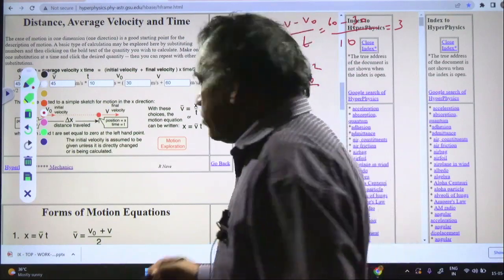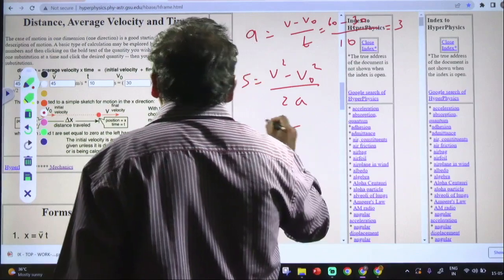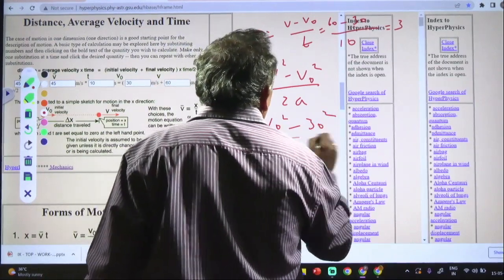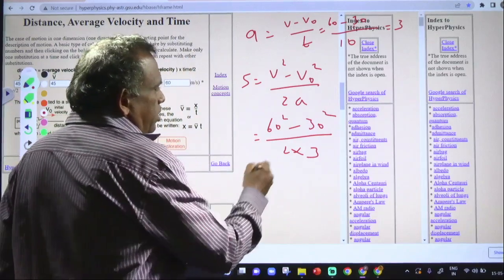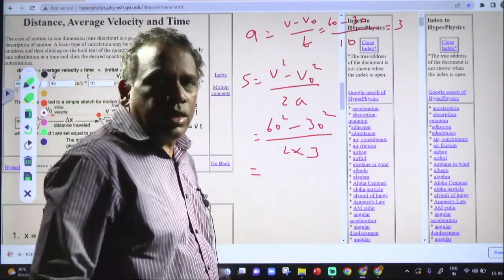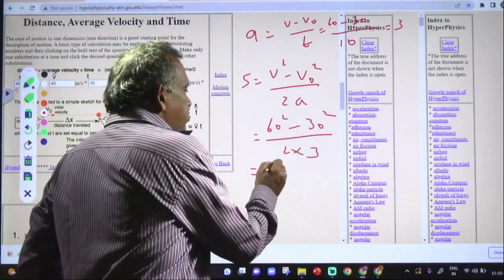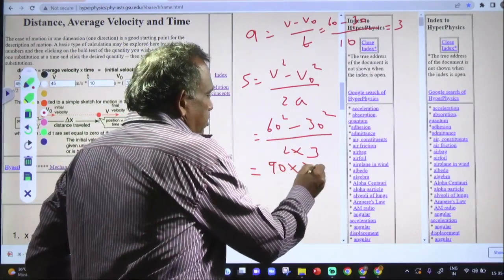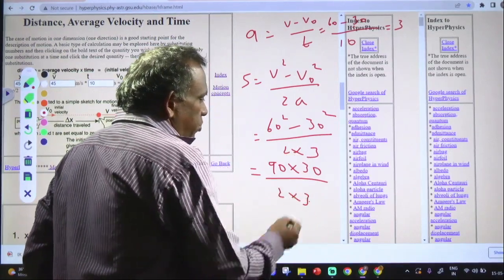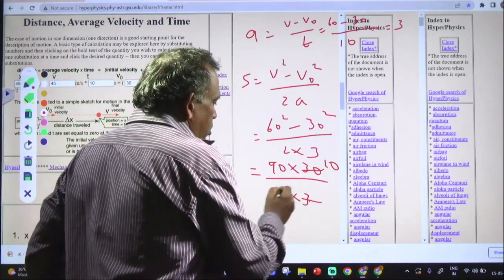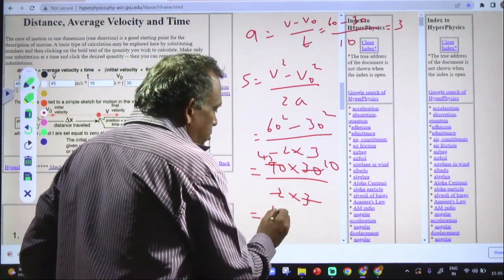Acceleration, you got 3. So v square, that is 60 square minus 30 square, is equal to 2 into acceleration, which is 3. If you calculate, a square minus b square is (a plus b) into (a minus b), so you can write 60 plus 30 is 90, 60 minus 30 is 30, divided by 2 into 3. If you calculate, it is 45 into 10, which is 450.